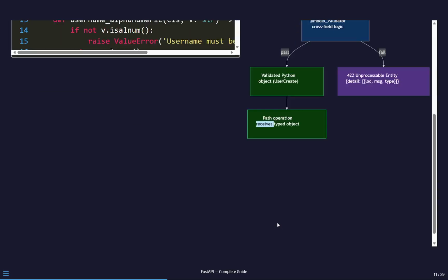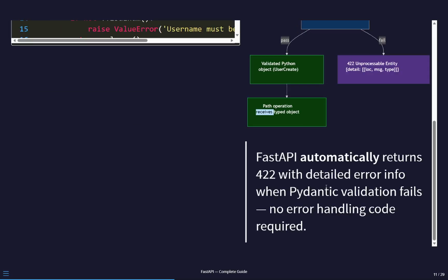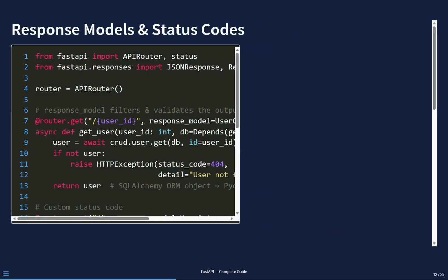Click. That last point is worth emphasizing. You write no error handling code for validation. FastAPI and Pydantic handle the entire 422 pipeline automatically. Zero boilerplate. The response_model parameter on a path operation decorator does three things.